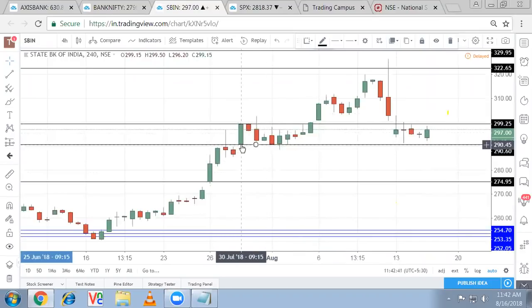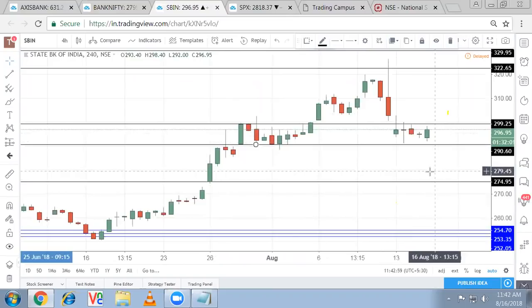On 290, it has spent a lot of time. This was the resistance, became the support, came almost towards 290 almost once, and not the second time. So here on the higher side, short should not breach 300, but if it breaches 290, you can see a straight downside towards 275.